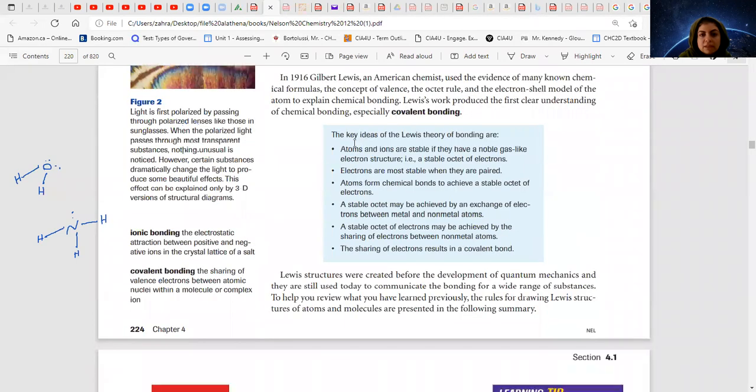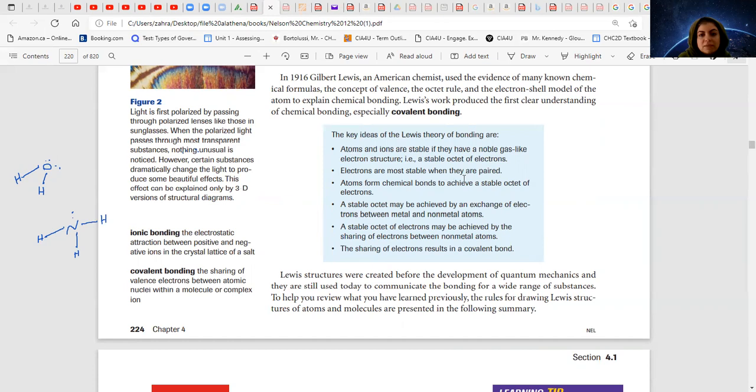So let's do the key ideas for the Lewis theory. Atoms and ions are stable when they have a noble gas like configuration. See, oxygen now becomes 8 electrons around it, right? So atoms by themselves want to make 8 electrons around them. So 2 here, 4, and 2 here, making sure this electron from hydrogen is shared with that. Each bond is 2 electrons, so totally 8 electrons around oxygen, so it's the octet rule.